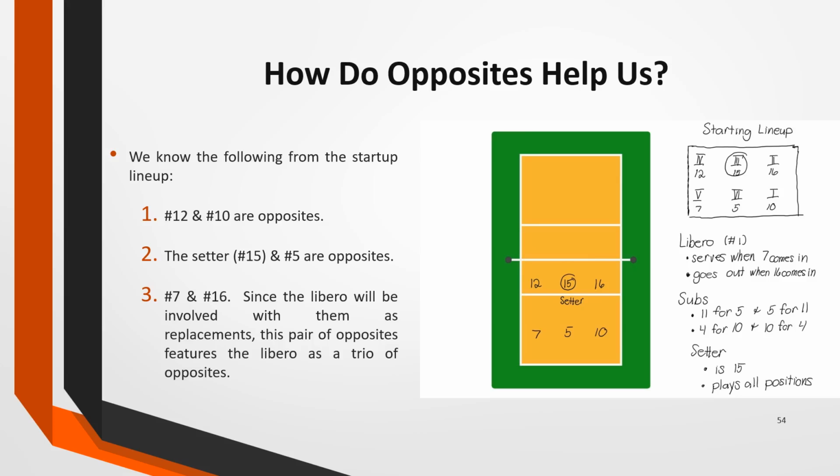So when my setter is in middle, her opposite should be playing a middle position. If my setter is playing a right position, be it right front or right back, her opposite should be playing a left position, a left front or a left back, and so forth and so on. So you see how understanding opposites helps you identify the correct positions of the players on the floor.